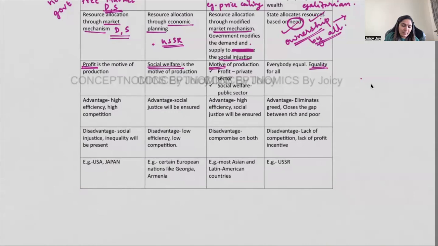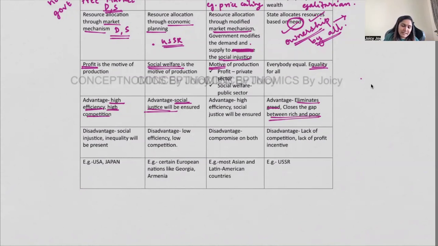Advantages of a capitalist economy are that there would be high efficiency and high competition, whereas in the case of a socialist economy, social justice will be ensured. In the case of a mixed economy, efficiency would be high and social justice will also be ensured, but efficiency would not be as high as in the case of a capitalist economy, and welfare would not be as high as in the case of a socialist economy. It would be a balance. And the advantage of a communist economy is that it eliminates greed and closes the gap between rich and poor.